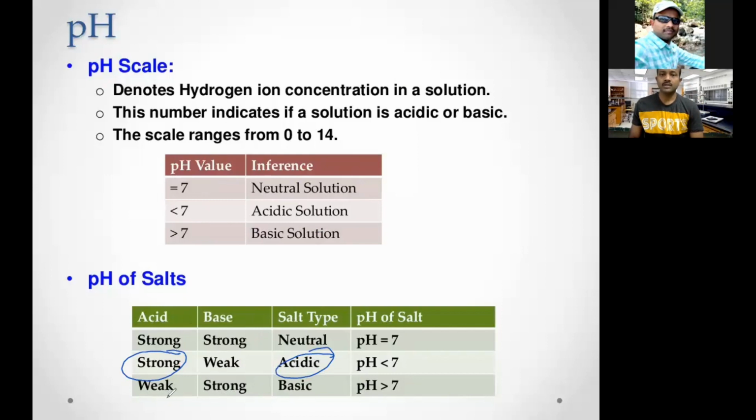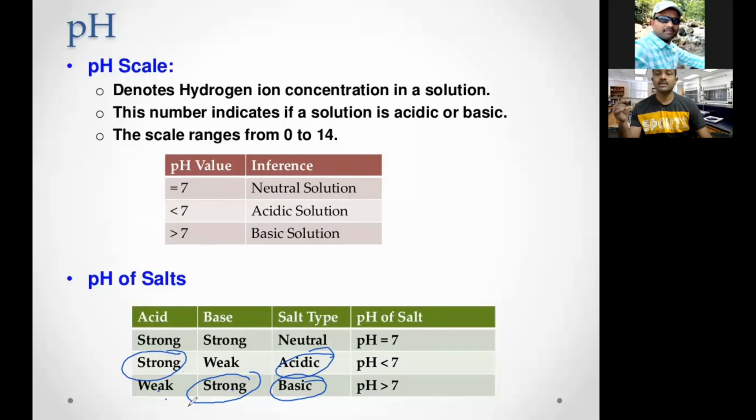Now in the third column you see here, acid is weak, base is strong. Here, which one is strong? Base is strong. What is the type of salt you are getting here? Basic in nature. When you take a strong base, it will give a basic salt. When you take a strong acid, it will give an acidic salt. The other one is weaker.